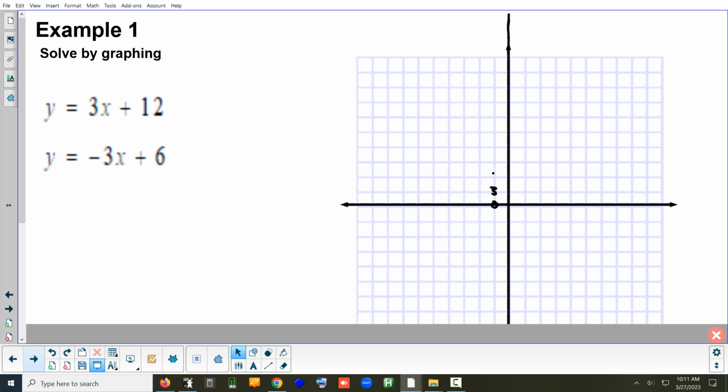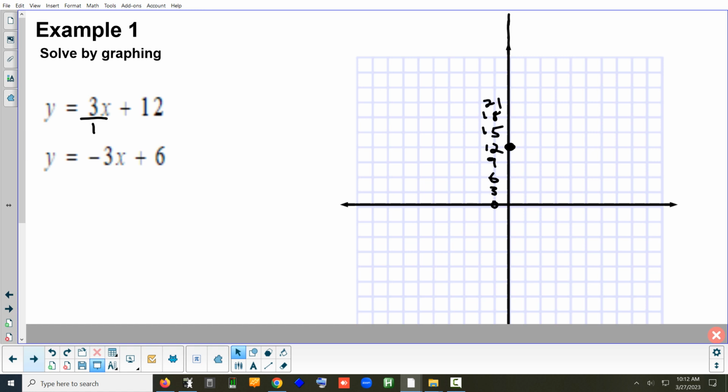So let's make this 0, 3, 6, 9. Well, that's going to make it a lot easier because now 12 is on the graph. 15, 18. All right, that's it. So let's put our y-intercept at 12. And now I need to know the slope. What's my slope? Yeah, let's think of it as 3 over 1.